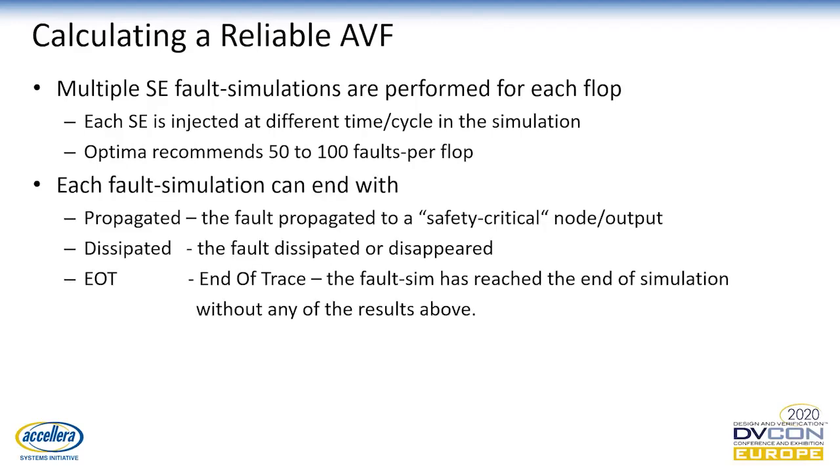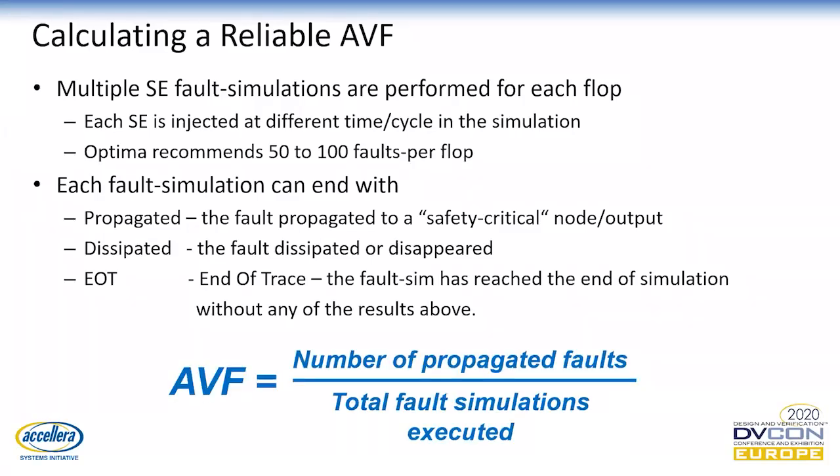So each fault in the simulation can end with a propagated fault. That means a fault propagated to a safety critical node, or it is dissipated. That means it disappeared from the simulation in that simulation time cycle. Or it can be the end of a trace where the simulation has stopped without any results of one of these, propagated or dissipated. So AVF can be defined as the number of propagated faults over total fault simulations executed.